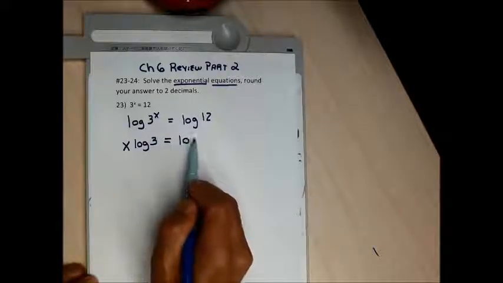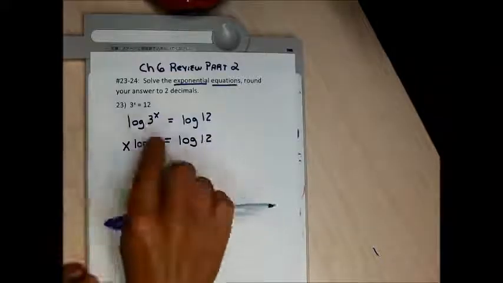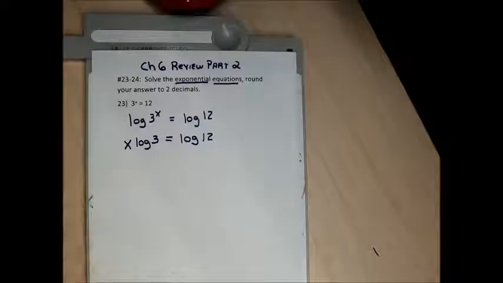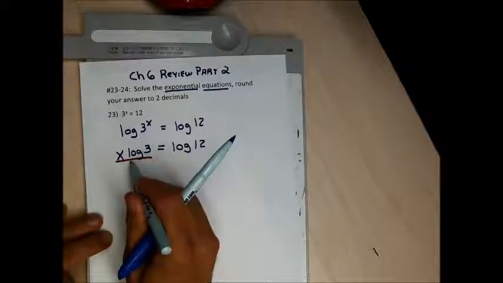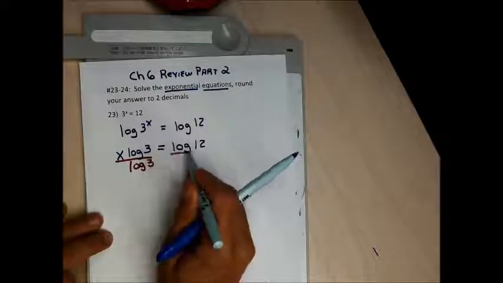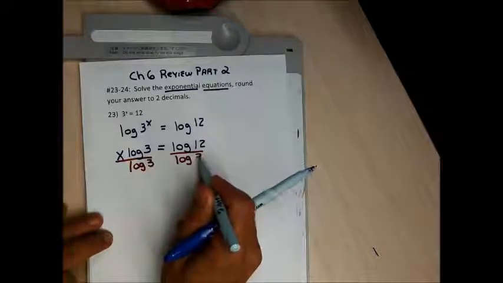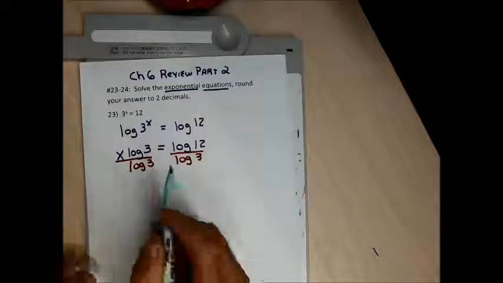So my first step, I took the logarithm of both sides. My second step, I used the exponent to multiplication rule, made the exponent a coefficient of the logarithm, and now I can divide both sides by the log of 3, and that's going to isolate the x. The reason I'm dividing by the log of 3 is because this means x times the log of 3, and to get rid of a multiplication, you divide.